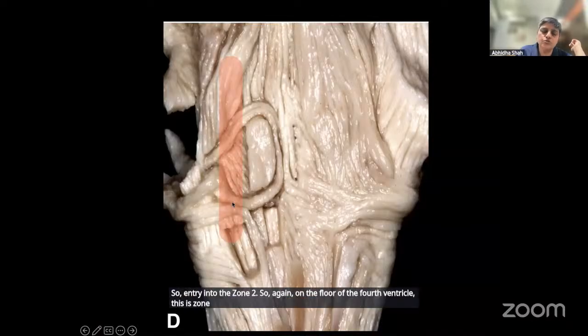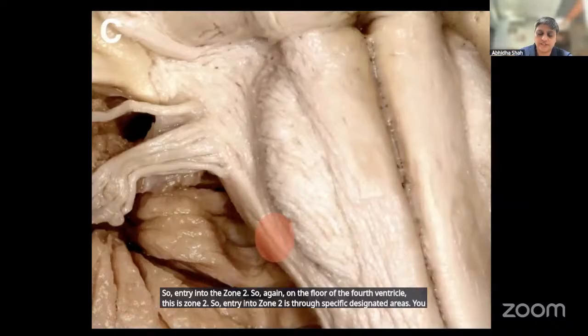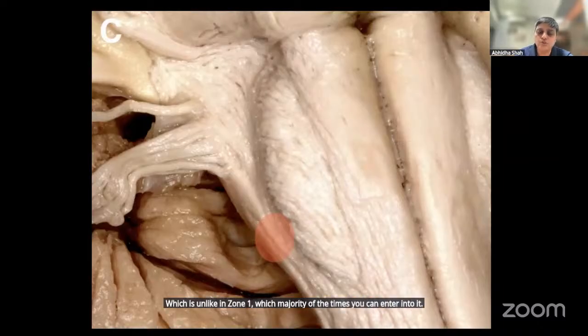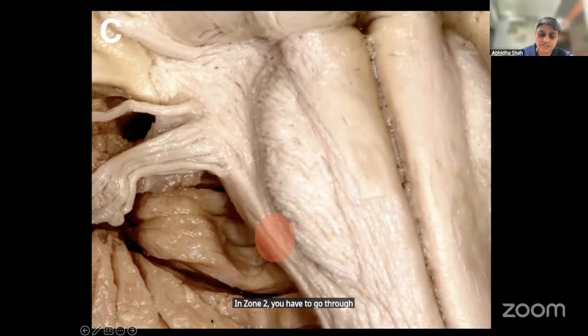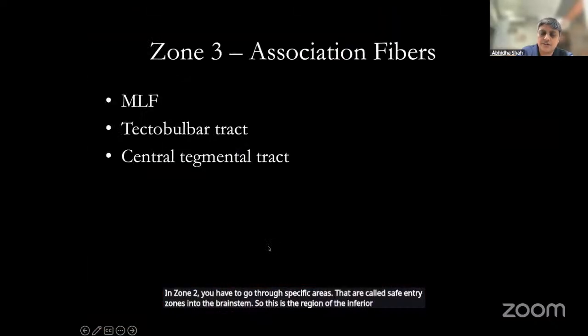Entry into zone 2 is through specific designated areas. You just cannot enter the brainstem through any portion of zone 2, unlike zone 1, where the majority of the time you can enter. In zone 2, you have to go through specific areas that are called safe entry zones into the brainstem. So this is the region of the inferior cerebellar peduncle.